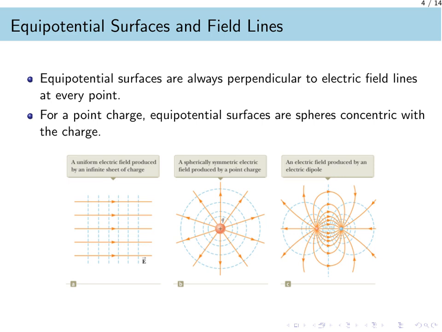For a uniform electric field produced by an infinite sheet of charge, the field lines are parallel, and the equipotential surfaces are parallel planes. For a point charge, the field lines point radially outward, so the equipotential surfaces are concentric spheres centered on the charge. For an electric dipole, the field lines are more complex curves, resulting in equipotential surfaces that are no longer simple spheres or planes, but still intersect the field lines at right angles.